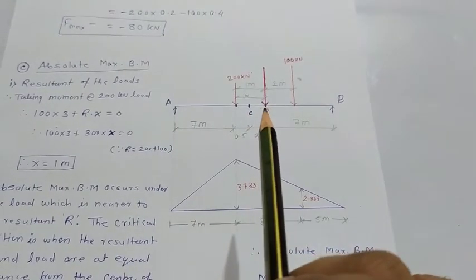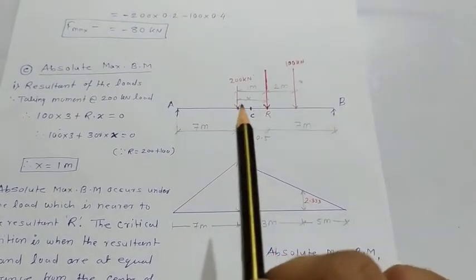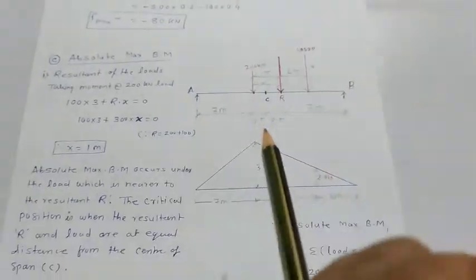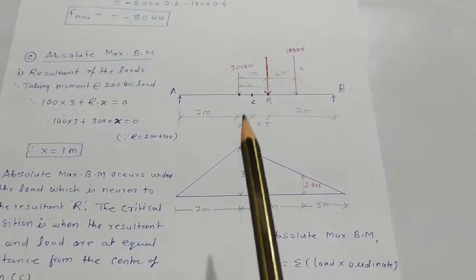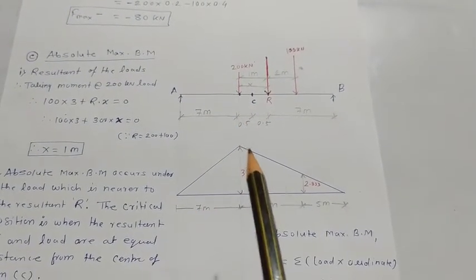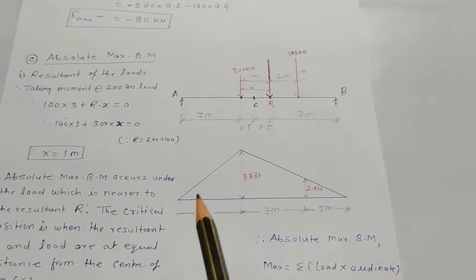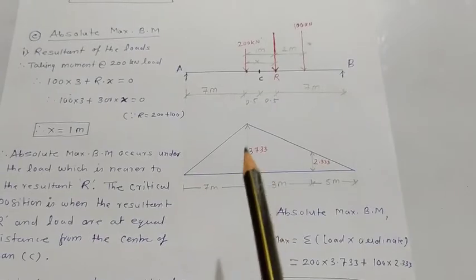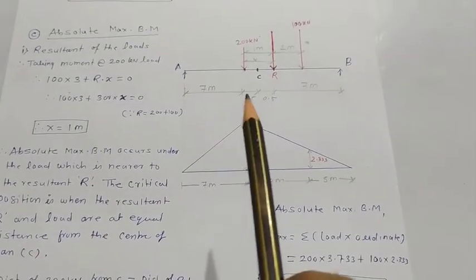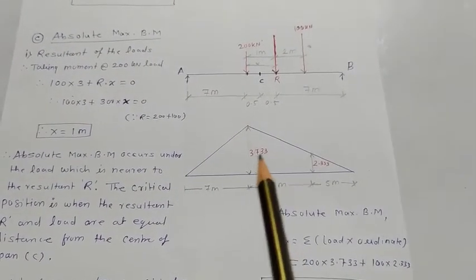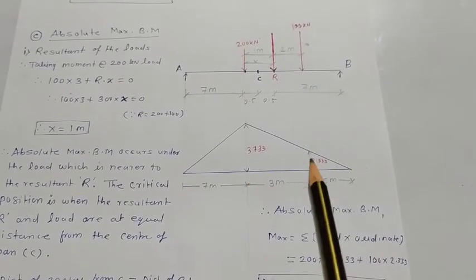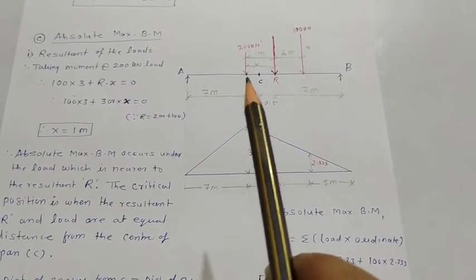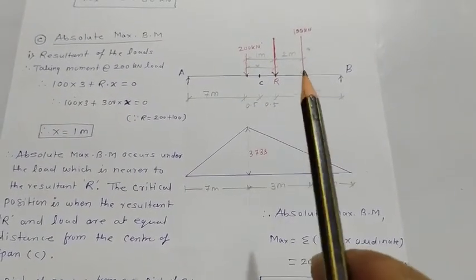It occurs under the load which is nearer to the resultant force, the 200 kilonewton load. For this position we have to draw the bending moment diagram. So this is 7 and this one is 8. This ordinate you can calculate by AB by L, where A is 7, B is 8, and L is 15. From similarity of triangles, you can calculate this ordinate and the ordinate of the 100 kilonewton load, which is 3 meters away from the 200 kilonewton load.